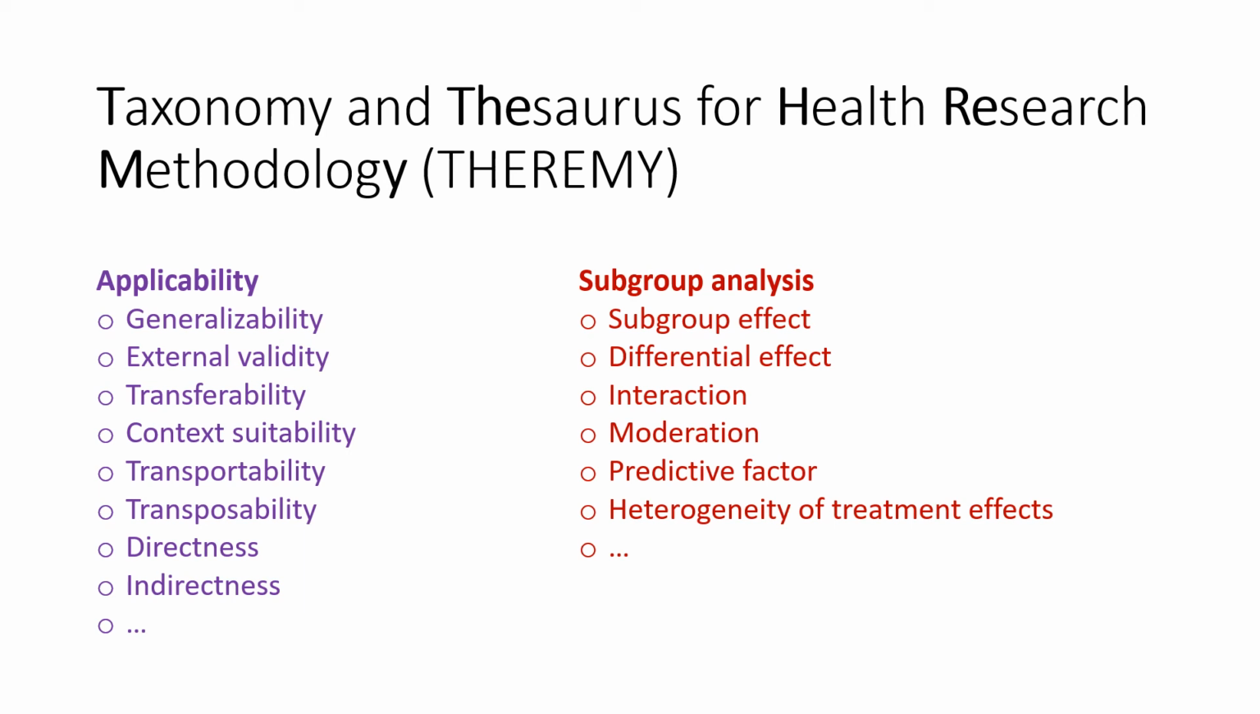One is applicability, and you can see there are lots of alternative terms. For instance, generalizability, external validity, transferability, context suitability, transportability, transposability, directness, indirectness, all alternative terms, related terms, synonyms for applicability that otherwise one would have to consider in the search strategy. Or another example is subgroup analysis. Synonyms are subgroup effect, differential effect, interaction, moderation, predictive factor, heterogeneity of treatment effects.